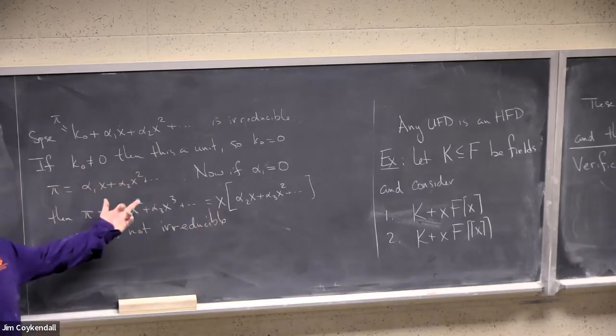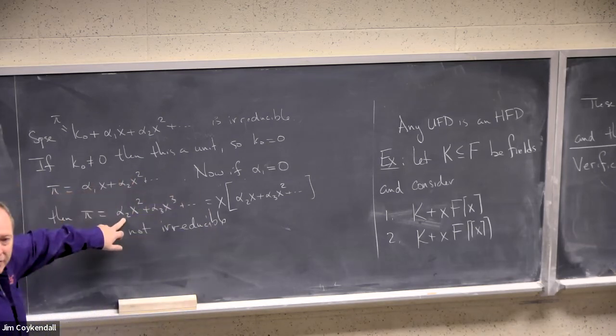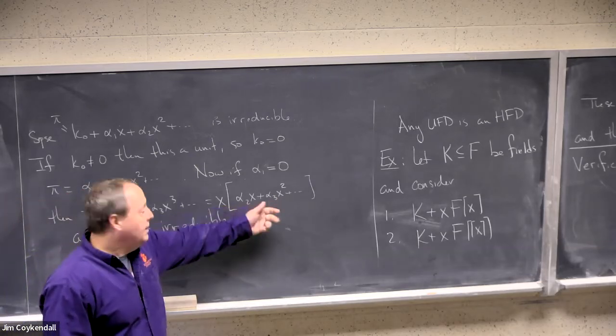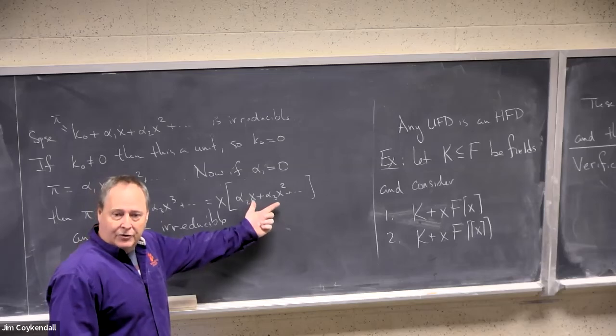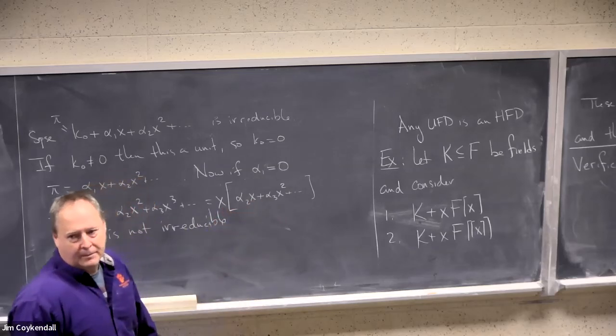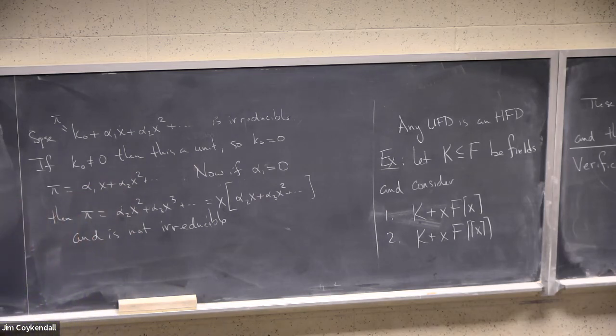Now notice, we've established K zero must be zero. Now, if alpha one is also zero, and my power series starts with the x squared term, well, of course I can pull an x out of this, and this is of course still an element of R, because again, my power series starts at x, I don't care. And here we have a non-unit, and that's a problem. So this establishes this direction.